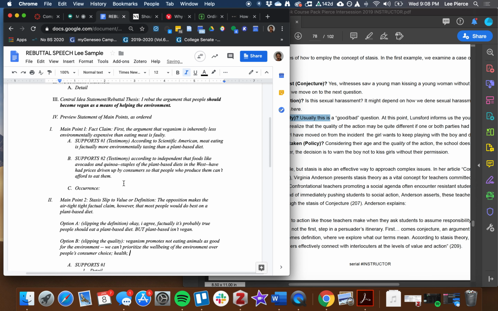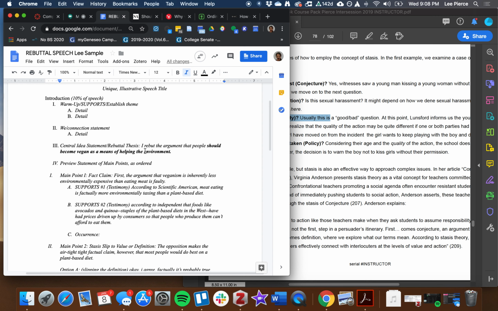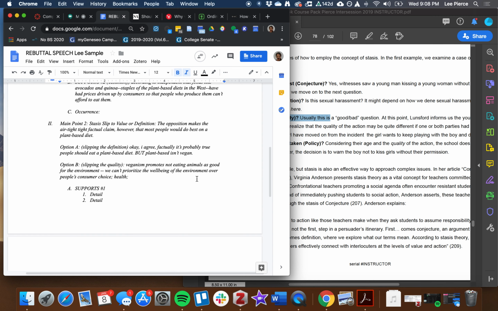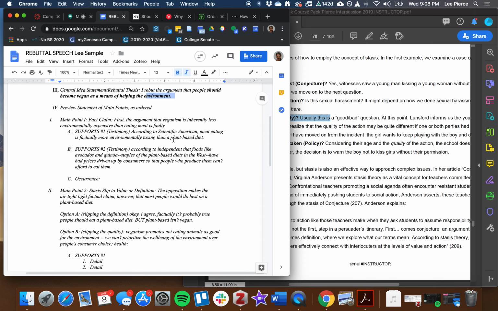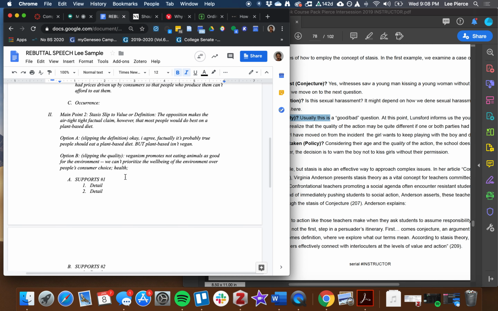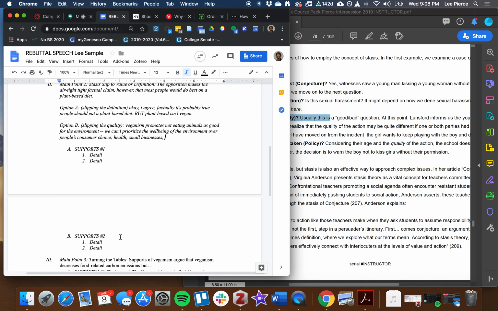Because up here we're talking about how it's good for the environment, but the environment is a value. Our current president beats the value of the environment with business every time, right? Consumer choice, health, small businesses. All of these are values that you could argue are going to be hurt if we choose environment over any one of them. So you just need to find a counter value. All right? And then, of course, you need support to prove it.